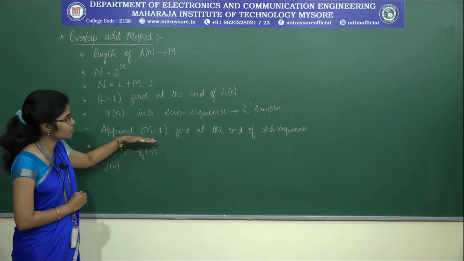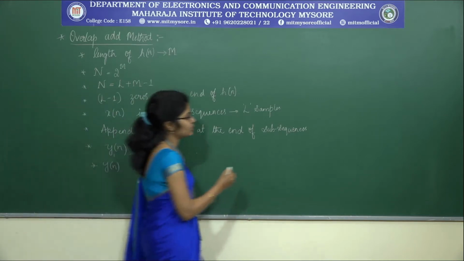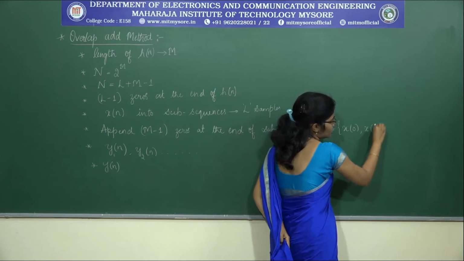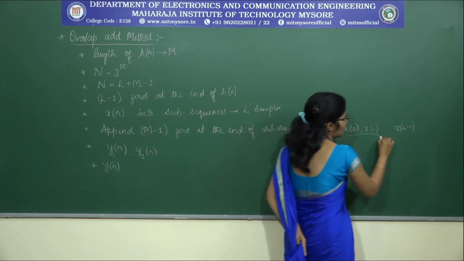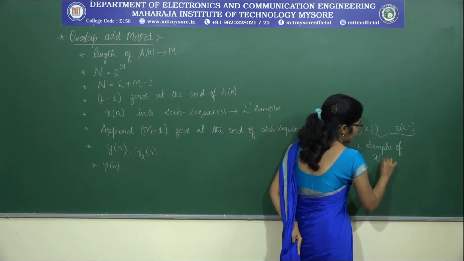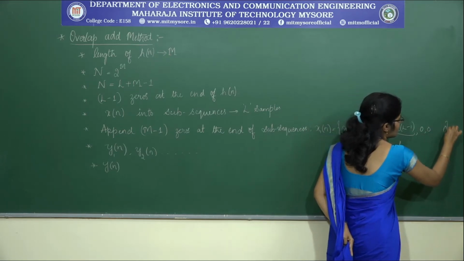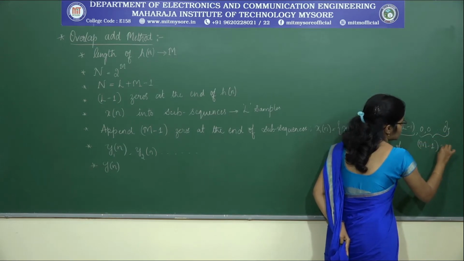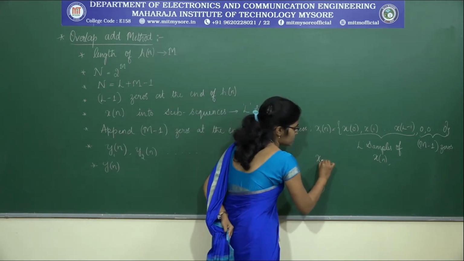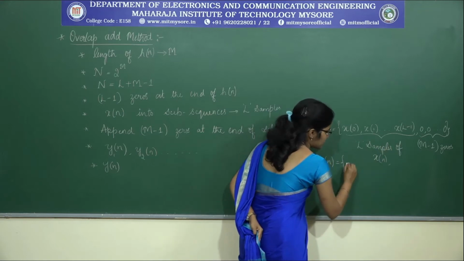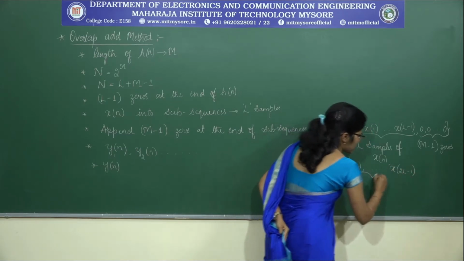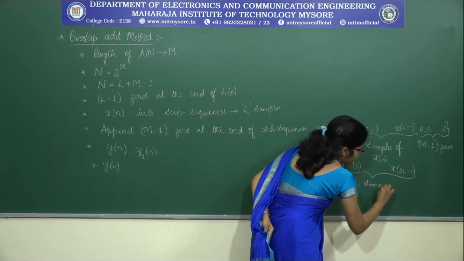If I write the equations for the subsequences x1 of n, x2 of n, how will they look? For x1 of n, initially I write the sequence x of 0, x of 1 up to x of L minus 1. From 0 to L minus 1 are nothing but the L samples of x of n. Later we append zeros. We append M minus 1 zeros. This is the standard equation for the first subsequence. Similarly for the second subsequence, x2 of n, the next sample is x of L, so we write from x of L up to x of 2L minus 1. These are again L samples of x of n.